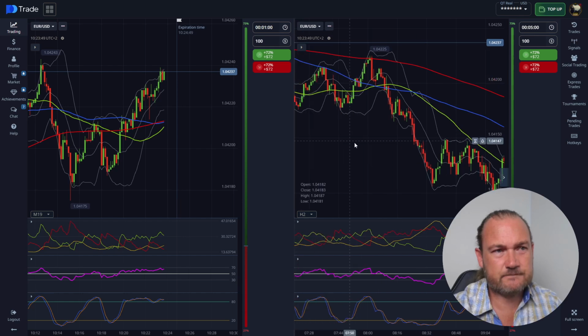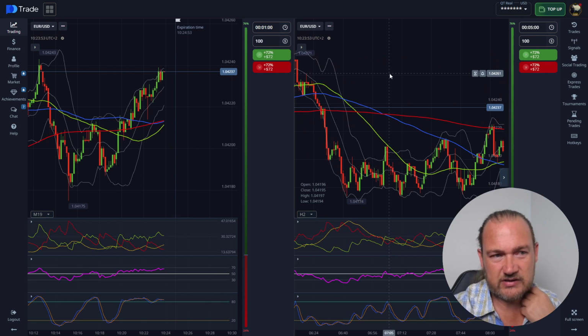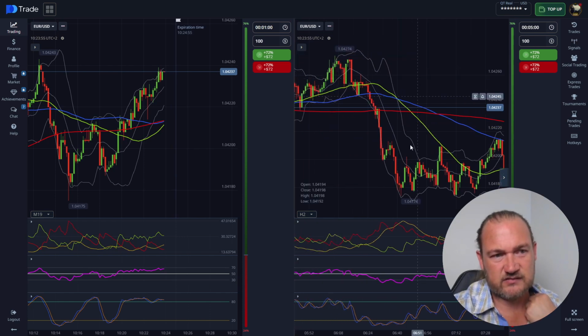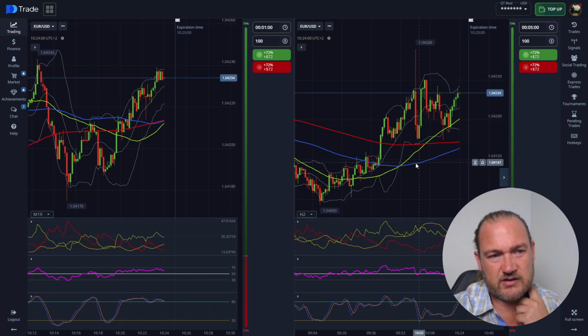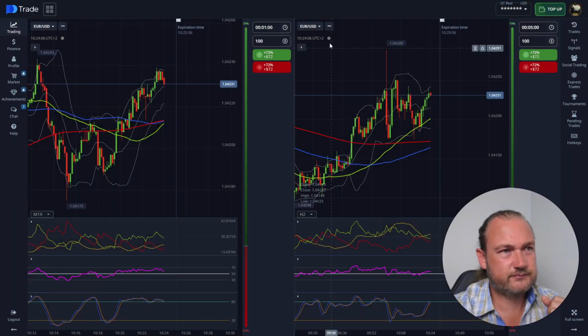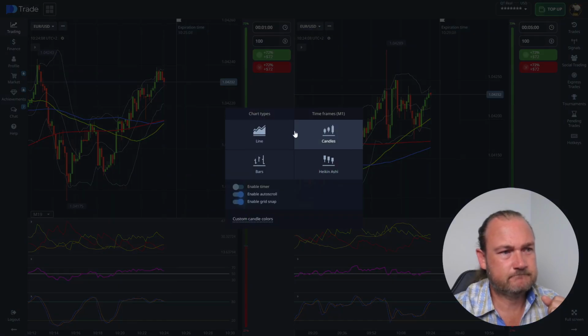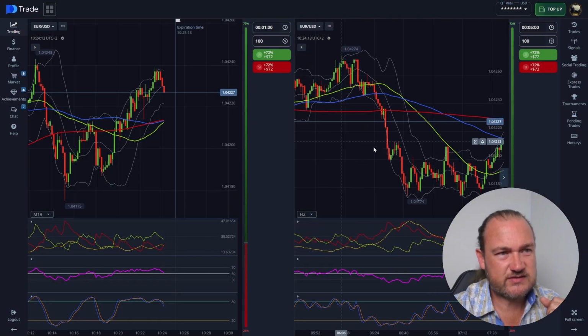Let's see if we can find another example, just to give you guys an idea. We kind of had an example here, although I suspect, auto scroll. Oh, wrong button. Let's just disengage auto scroll there for a second.